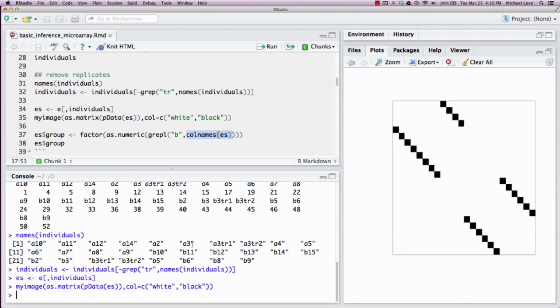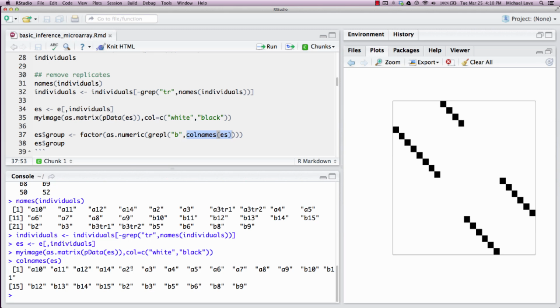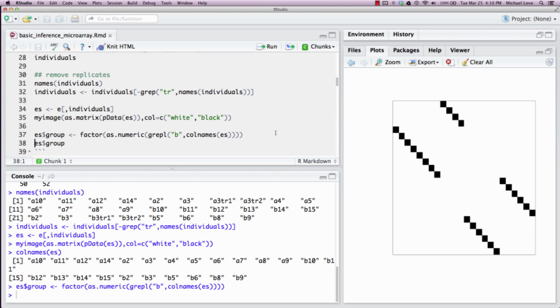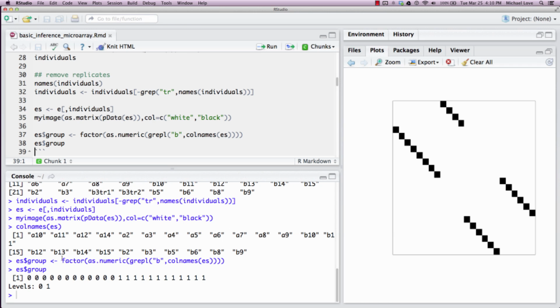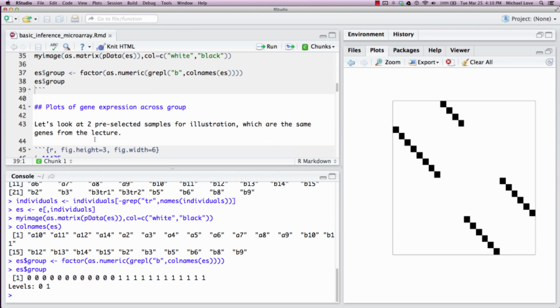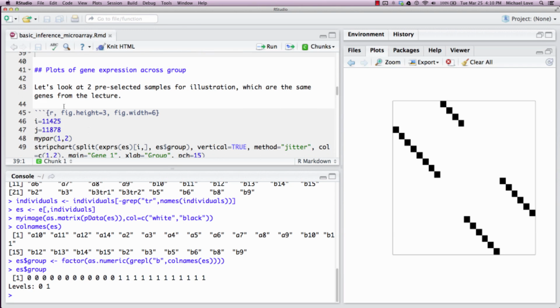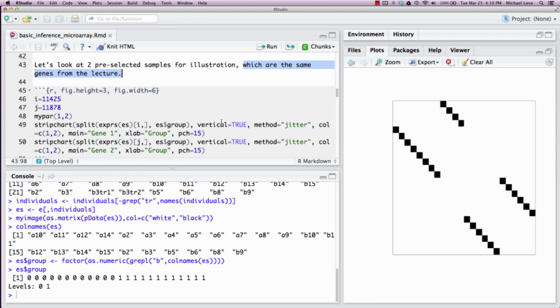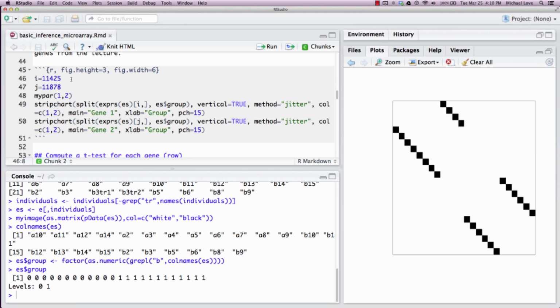So now I'm going to make a factor which is built off of the column names. So the two strains are given column names with an A and a B, and I'm going to turn that into a numeric, so a 0 and a 1, and factor. So now we have everything we need to do some inference. I want to stress that the values we're using are normalized gene expression, and we're actually going to talk about normalization in the next week. But let's just continue given the fact that this expression set has already been normalized.